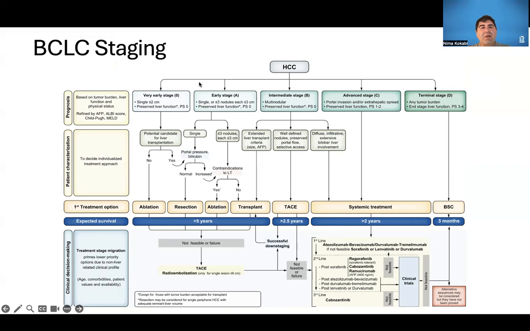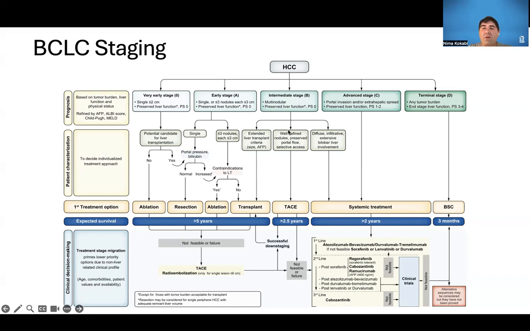However, we're going to briefly talk about BCLC staging, which is a very unique staging system that is used by many centers and in many countries, both Western countries as well as Eastern countries. The uniqueness of BCLC staging is that it takes into account not only the tumor burden, but also the underlying liver disease and the underlying health of the liver to decide what treatment modality to offer to these patients.